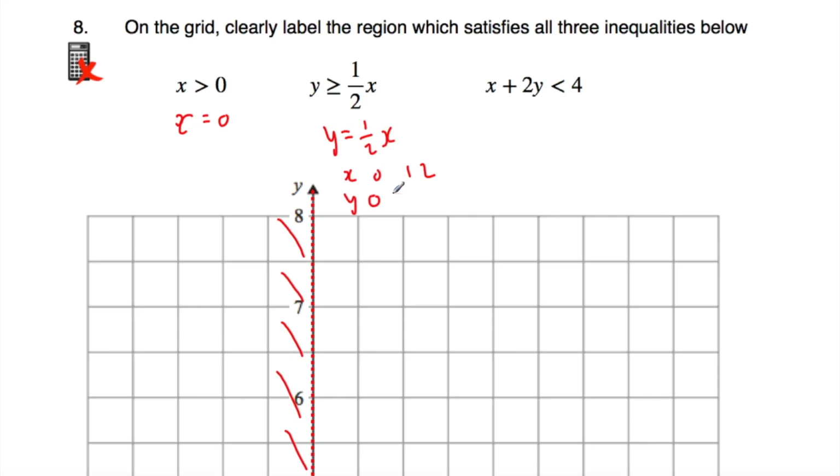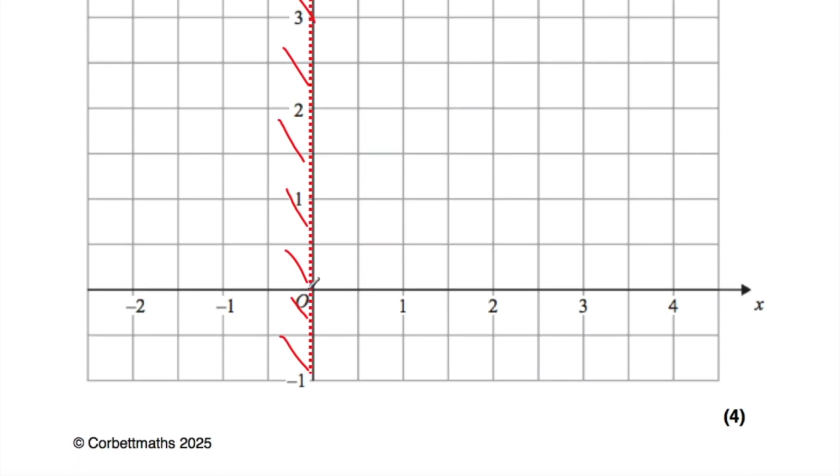So half of 0 is 0, half of 1 is 0.5, and half of 2 is 1. So let's plot the points (0, 0), (1, 0.5), and (2, 1). And the inequality is y is bigger than or equal to, so whenever we plot them, we're going to draw a nice solid line through that line. So (0, 0) will be the origin, (1, 0.5), and (2, 1).